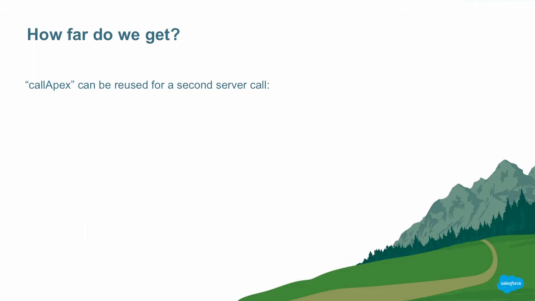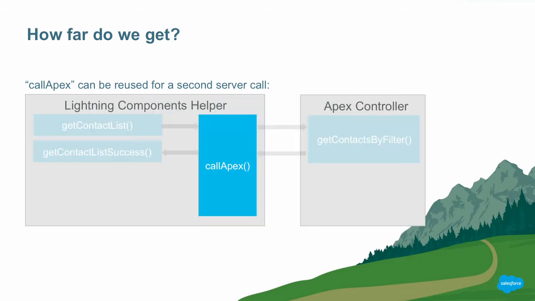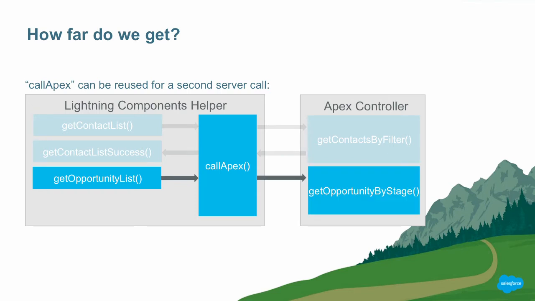But what have we achieved so far? So how far do we get? So we can use call Apex for a second server call. So this is the construct we have already. I have the contact list, I have call Apex, I go to the server, I get the data back, and I can use the same construct within the same helper for another server call, for instance, get opportunity list. And then I have another Apex controller method, which is probably named get opportunity by stage, and then I get back my data. So I have reusable code within that helper.